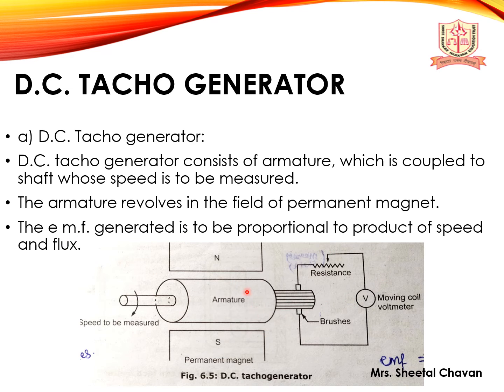So this is the diagram. This is the armature. Now this armature is, from the left side, connected to the shaft whose speed is to be measured, and this armature is placed in between a permanent magnet. So the magnet has a north and south pole. The armature is connected to the resistance with the brush and to the voltmeter. A permanent magnet moving coil is attached over here. By using this, EMF is calculated. So the EMF generated is proportional to the product of speed and flux.